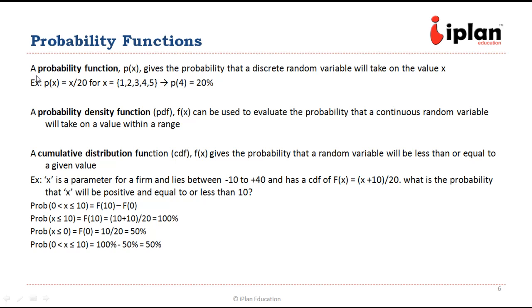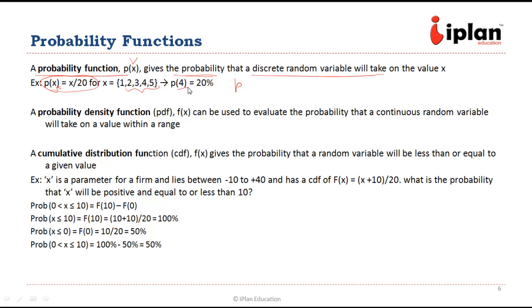First is the probability function. This is the function that gives us the probability that a discrete random variable will take a given value. For example, if this is a function given, we have different values of x which this variable can hold. For example, it can hold one of these 5 values, 1 to 5. We can calculate the probability of getting any of these numbers.